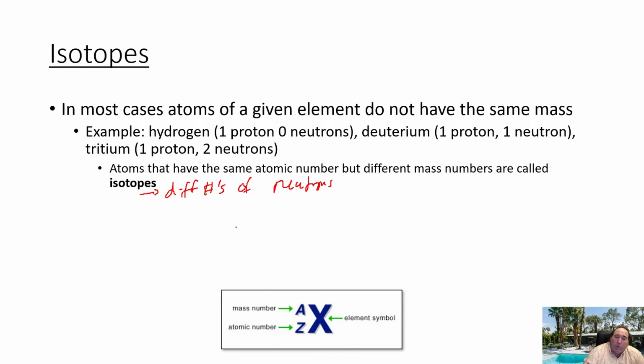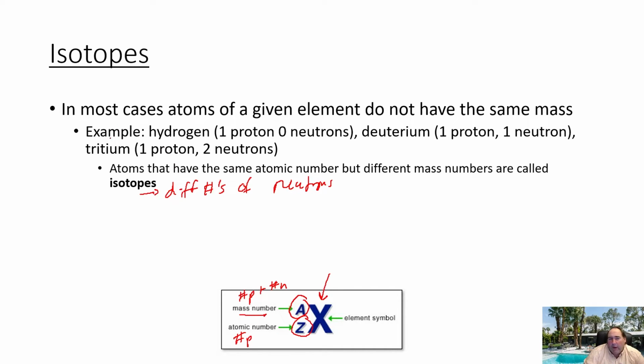One way that we write an isotope is we use the symbol. On the top left of the symbol, we write the mass number, which is our number of protons plus our number of neutrons. On the bottom left, we write the atomic number, which is our number of protons.